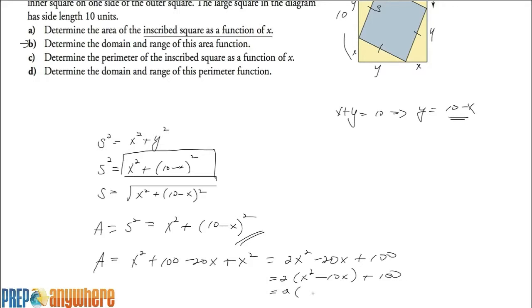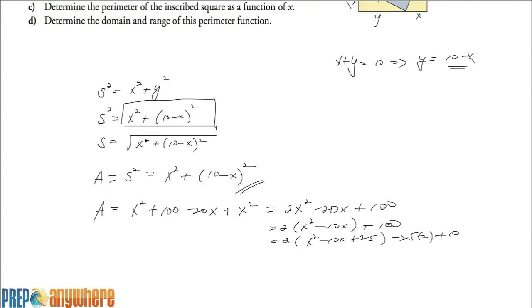I'm going to complete the square here. So I need x squared minus 10x, and half of 10, which is 5, squared is 25. I have to subtract the 25, but that has to be multiplied by this 2, because if you open the bracket, this 25 would have been multiplied by 2. So we're almost done: 2(x minus 5) squared, this is minus 50, plus 100, so it's plus 50.